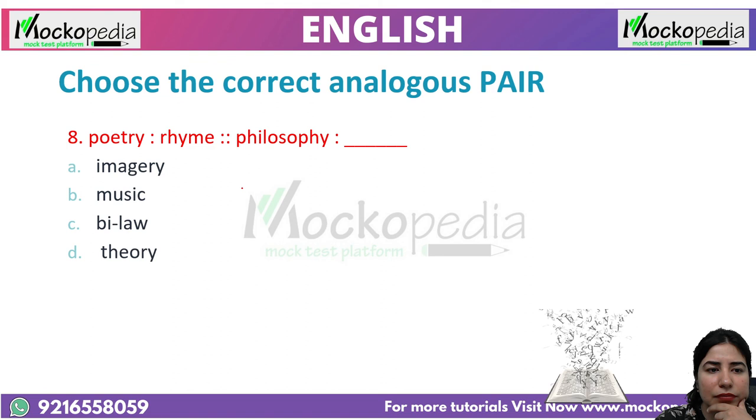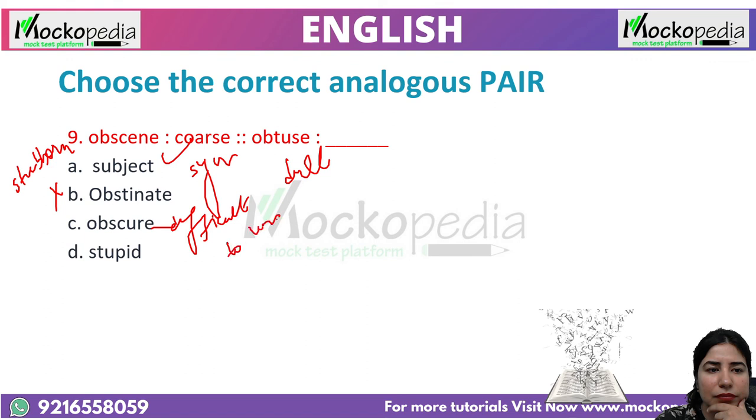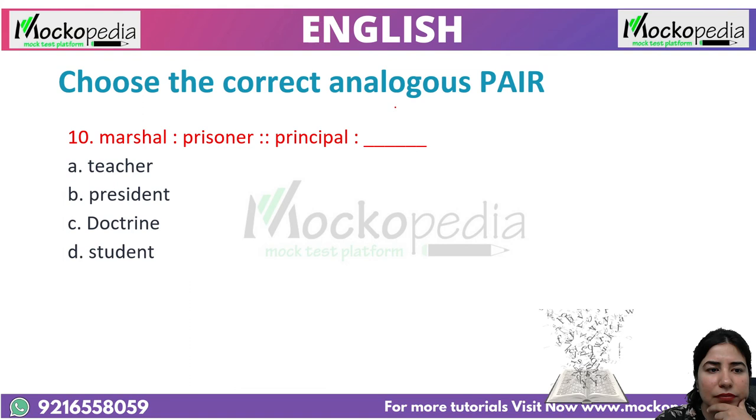So poetry has got rhyme in it, philosophy has theory in it, right? Let's try this. Obscene and coarse are synonyms, right? So obtuse means being dull, obstinate means being stubborn. Obscure is difficult to understand. So we'll pick stupid as an answer, right? D will be the right answer. Okay, so let's try question number 10.